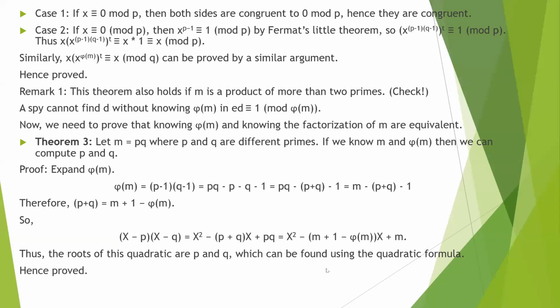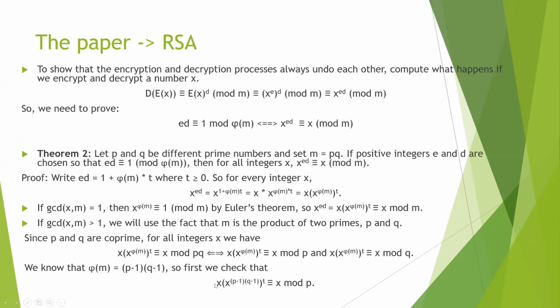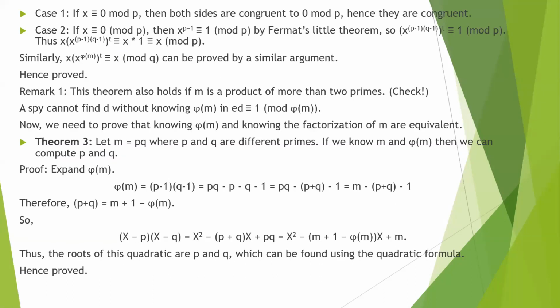Now we split this also into two cases. If x is 0 mod p, then both sides are congruent to 0 mod p. As you can see, I'll just go backwards. The left hand side is 0 mod p, and the right hand side is 0 mod p if x is congruent to 0 mod p. So that makes sense.